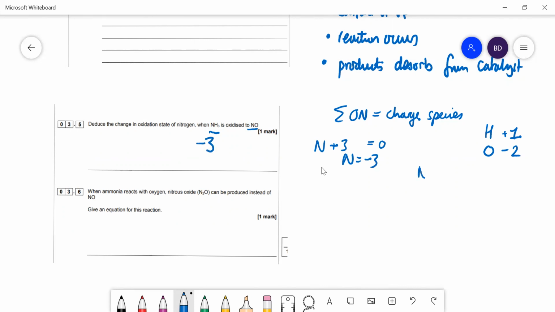And then the NO, the charge on the species again is 0. Nitrogen we don't know. Oxygen is always -2. The algebra there, N is equal to +2. Okay, so it's +2 there.